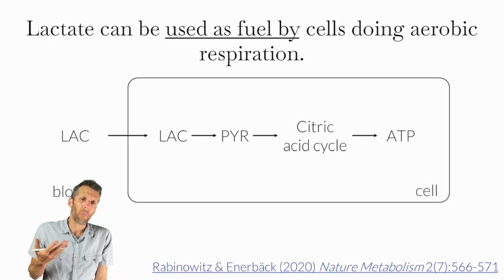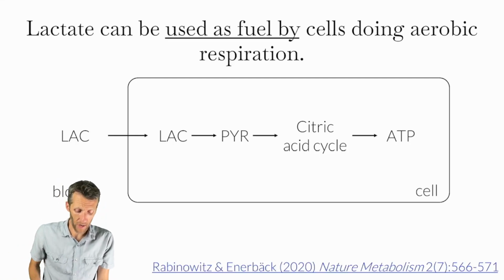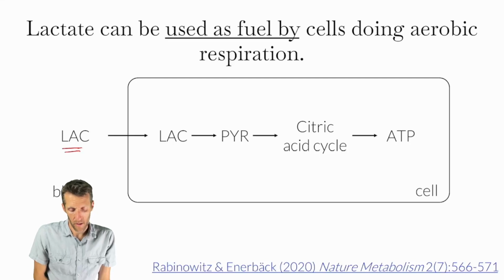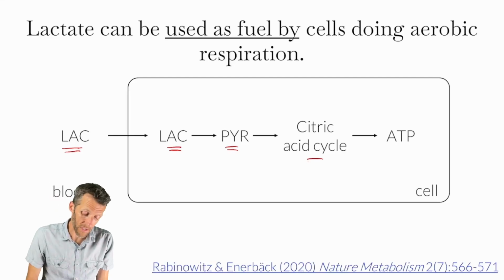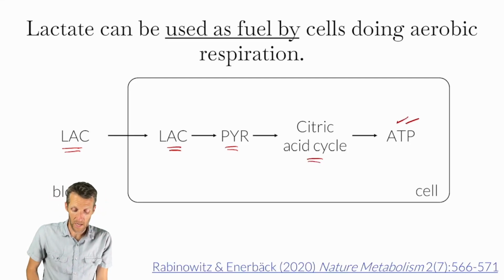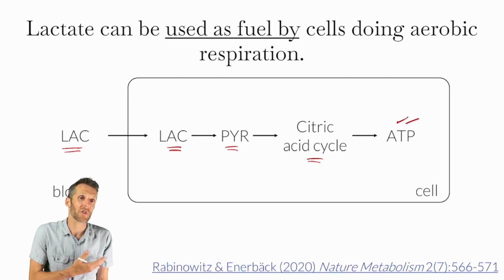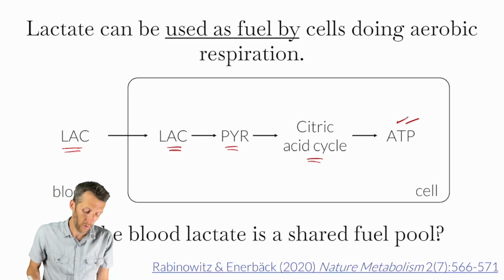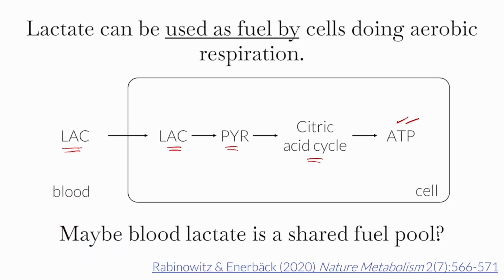But it turns out basically any cell that's doing aerobic respiration can actually use lactate, right? So if there's lactate in the blood, a cell can import it, convert it to pyruvate, and then run the citric acid cycle and make a lot of ATP. And so one of the ideas being developed right now is that lactate's actually just a general shared pool of fuel that is used by many different cell types, right?